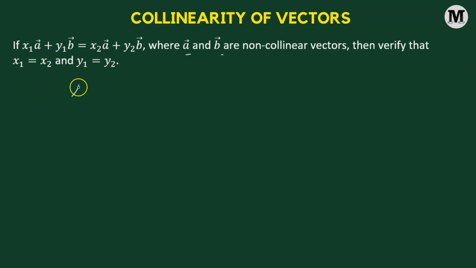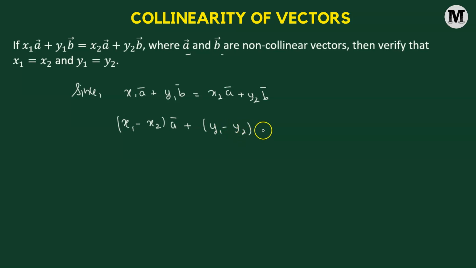Okay, let us begin. Since we have x1 times vector a added to y1 times vector b, this is going to equal x2 times vector a plus y2 times vector b. What we'll do is transpose these two terms on the right hand side to the left hand side and combine all the like terms to get (x1 minus x2) multiplied by vector a added to (y1 minus y2) multiplied by vector b equals 0.